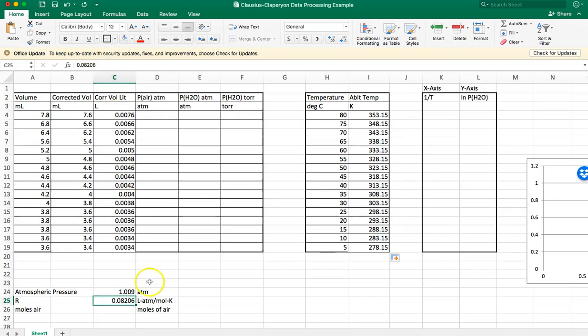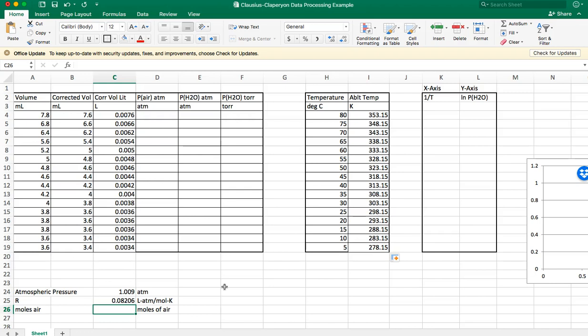You can see up here it's just a number, and then I keep the units in the cell next to it. So if we're going to solve for the moles of air, we need to do this at our coldest temperature, which in this case is 5 degrees Celsius. The reason for that is we're making our assumption that all the pressure inside the bubble trapped within the graduated cylinder at this point is only due to air, because the vapor pressure of water should be 0, or at least that's our assumption.